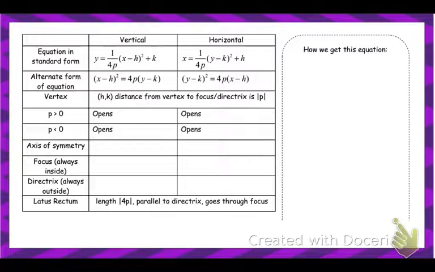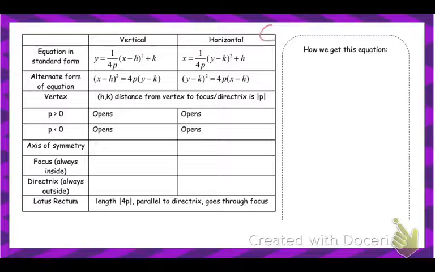Really, on the vertical one, the only difference between this equation and vertex form is this says 1 over 4p instead of a. And that's really the only difference in the equation. Now, when it's horizontal, though, you'll notice a pretty big difference. So horizontal equations or horizontal parabolas are not functions. Okay, they are not functions. So you'll notice it's x equals y squared. So that's one big difference.